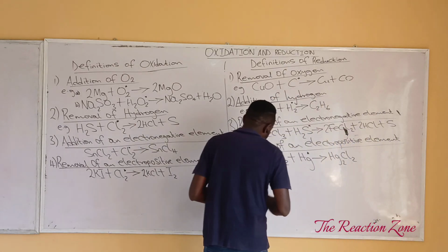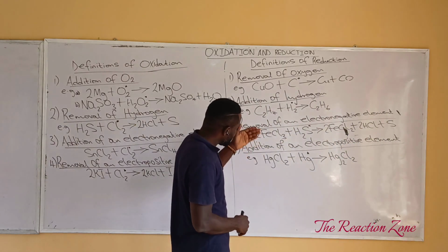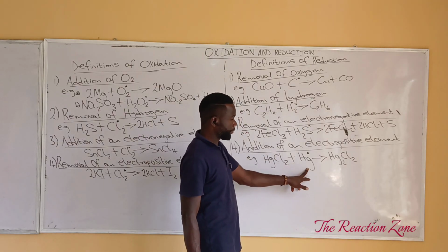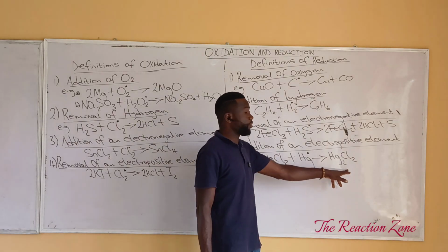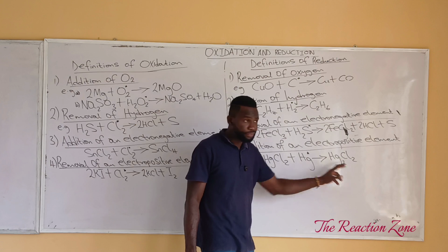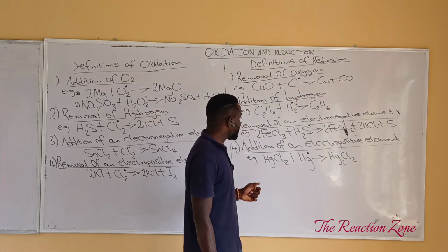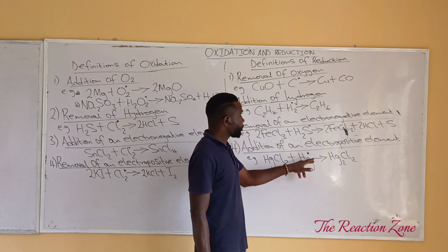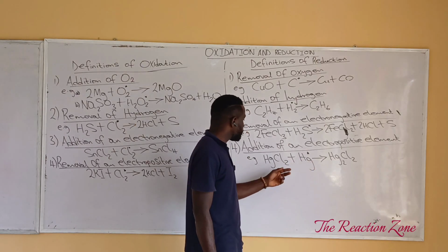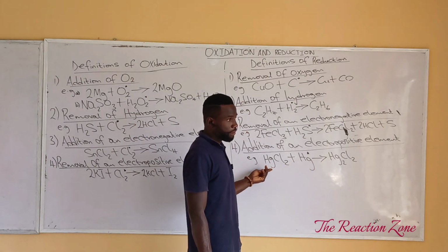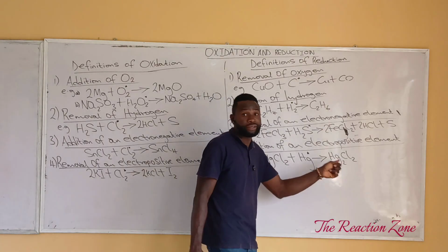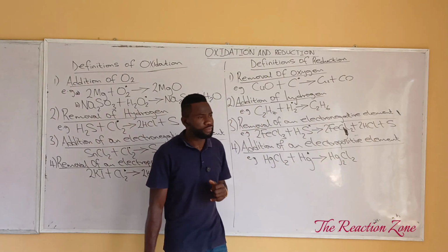In the example here, mercury(II) chloride reacts with mercury to give mercury(I) chloride. So what happens is that mercury, which is an electropositive element, is added to mercury(II) chloride. And this reduces mercury(II) chloride to mercury(I) chloride.